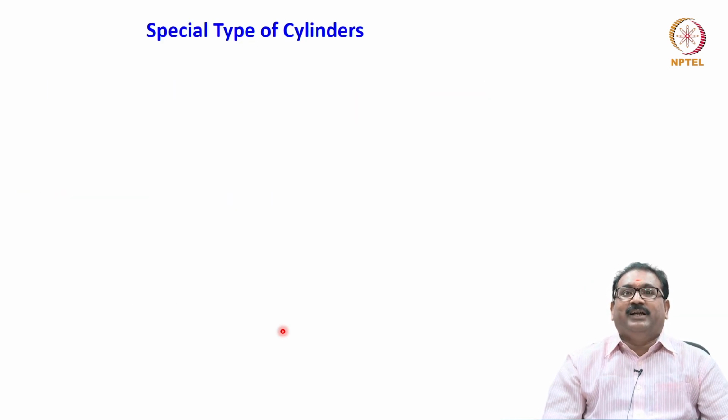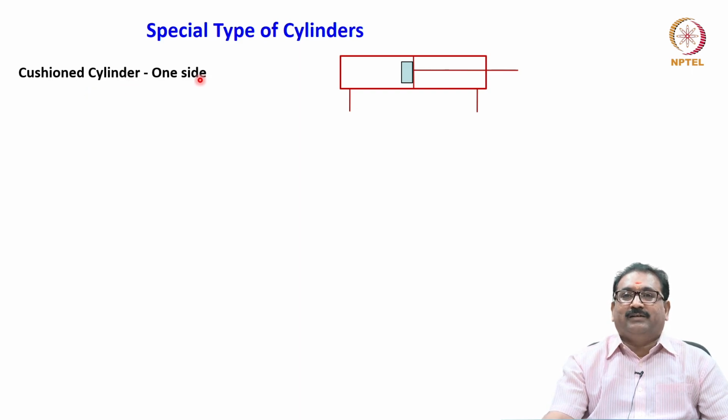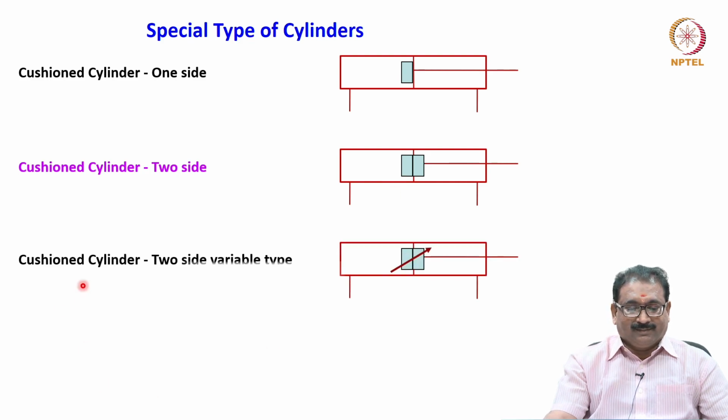Special types of cylinders are there, more frequently used. What are those? Cushioned cylinder one side. Cushioning action is there, they will put one pad here, cushioned cylinder it is. How they will operate we will see later, but you will understand. Cushioned cylinder two side, two pads they will put here. Both are double acting cylinders, remember here, double acting cylinder. But cushion is there, single side and two side. Cushioned cylinder, two side variable, they will put one arrow here. You will adjust the cushioning.